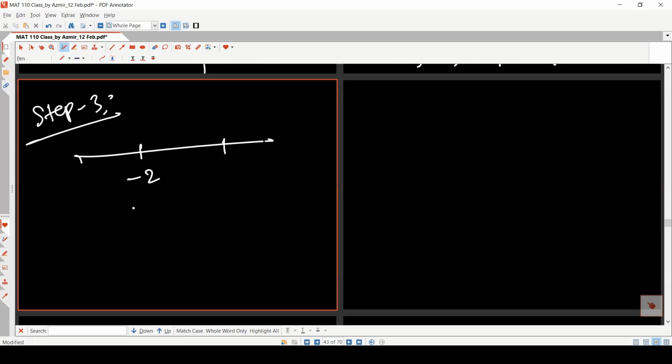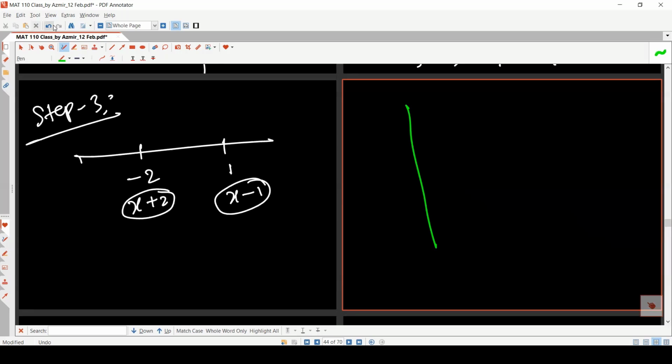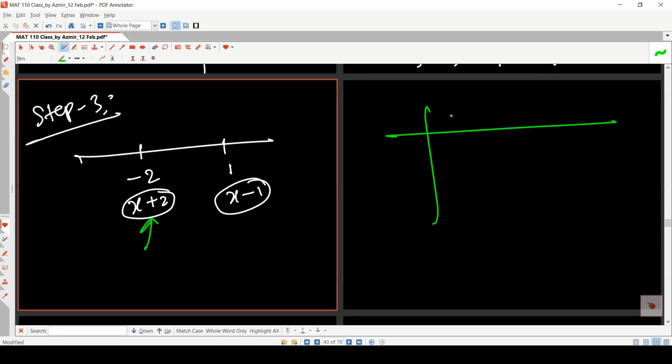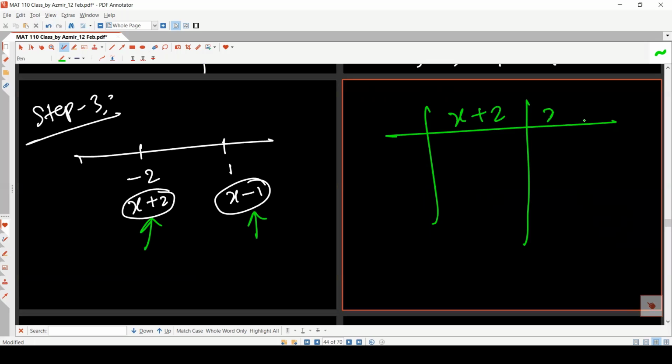Minus 2, 1. Here we have x plus 2, here we have x minus 1. We will now make a table. At first, x plus 2, then x minus 1, and here the domain.